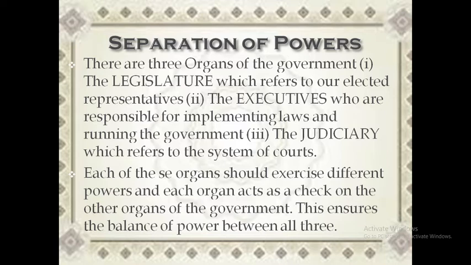Each of these organs has separate powers and exercises its own power. For example, the legislature only makes laws. The executive only implements them. The judiciary makes the decision of right and wrong. Besides, they keep a check on each other so that they are not misused or doing wrong things. This ensures a balance of power between the three.